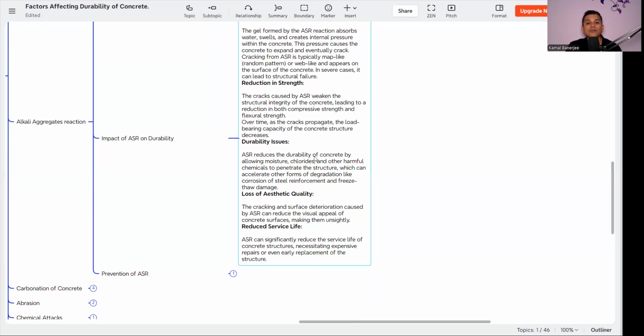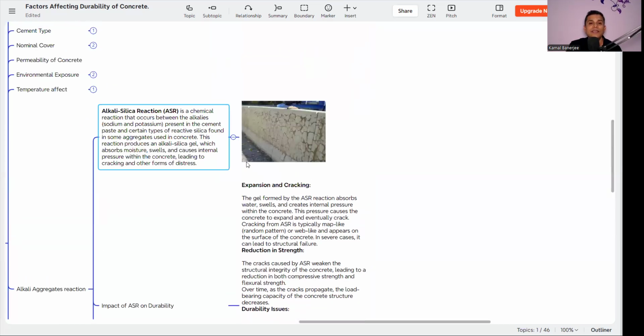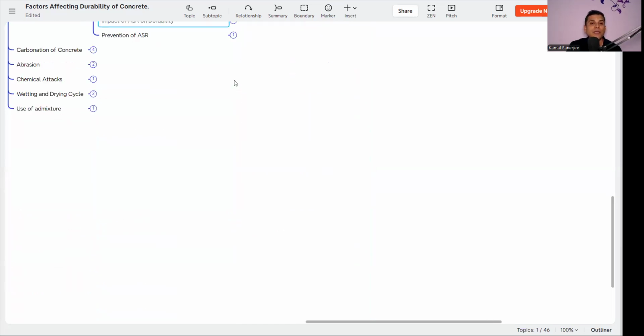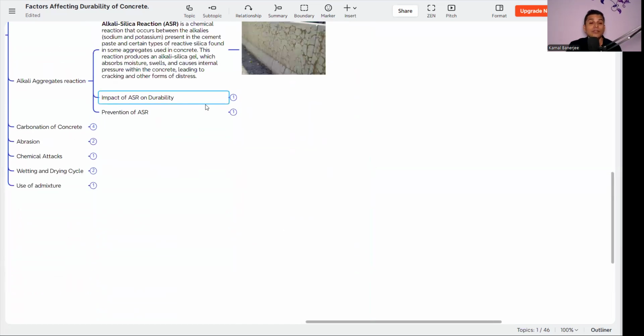Then ASR reduces the durability of concrete by allowing moisture in. If there is a crack, moisture will always enter into the concrete and again the concrete will have a problem. And also the aesthetic quality will be a problem. If the concrete is like that, nobody will accept this concrete. Other than the structural failure, the architectural failure is also there, and it reduces the service life as I discussed. So these are the impacts of ASR on durability.